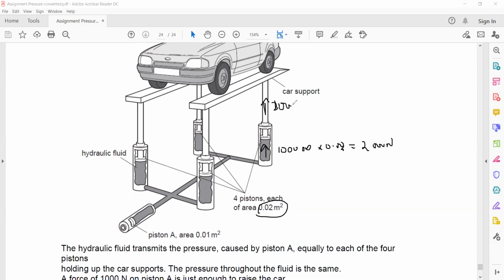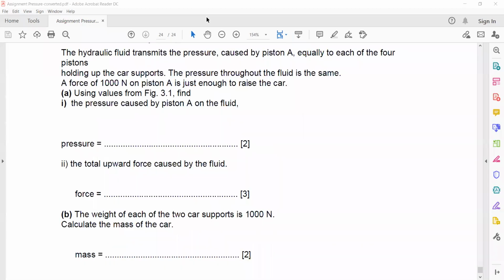Each piston has the same area, so each piston applies an equal 2000 Newton upward. So what will be the total upward force? 2000 multiplied by 4 is equal to 8000 Newtons. So the total upward force is equal to 8000 Newton.